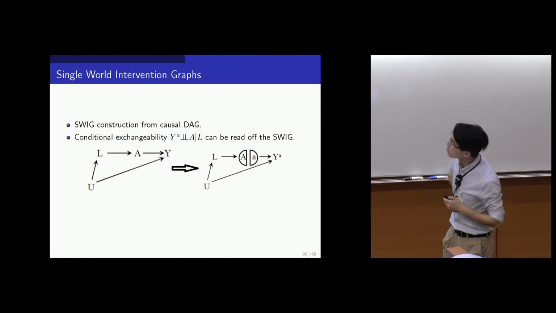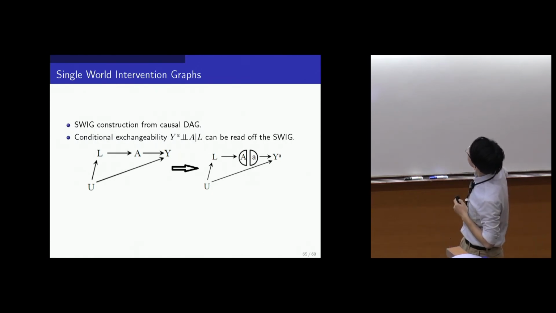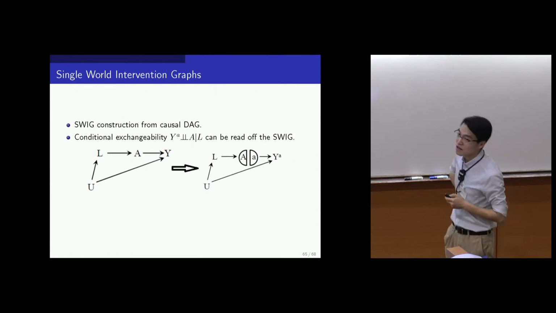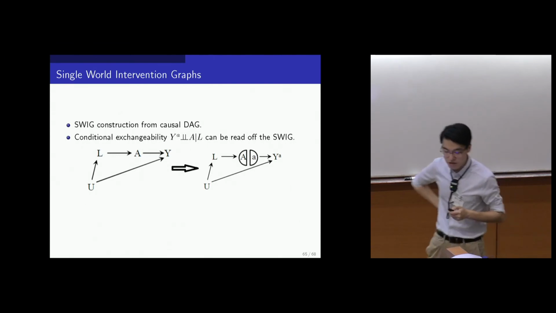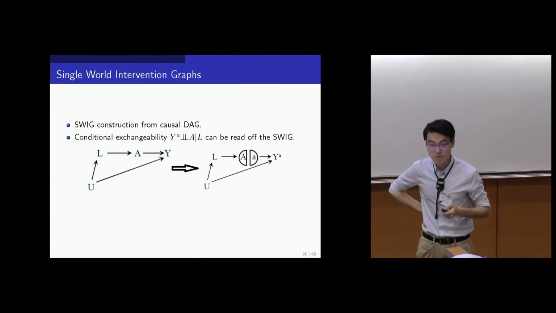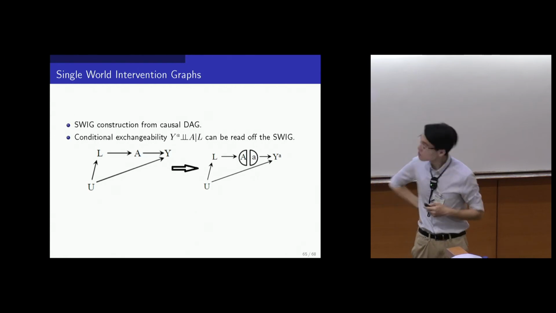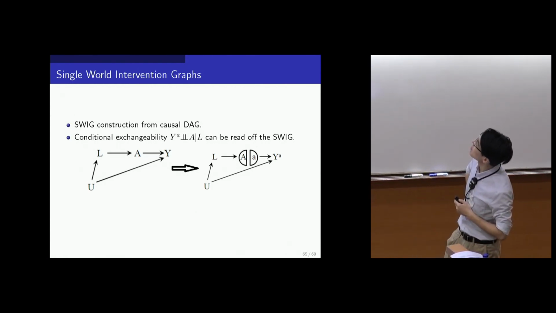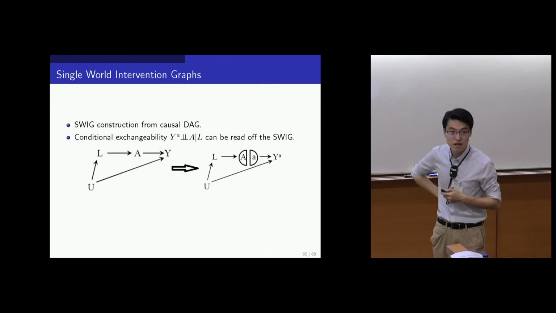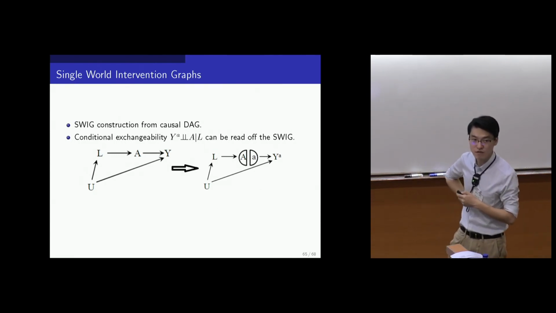So by this SWIG construction from the original causal DAG diagram, we can actually read off the exchangeability conditions using the potential outcome language. Of course, this is a very simple example that we can immediately write down without even constructing a SWIG. But imagine more complicated scenarios, the SWIG will be very useful in those situations.